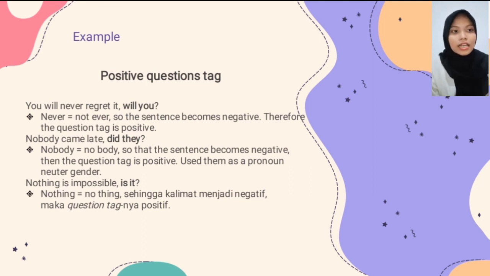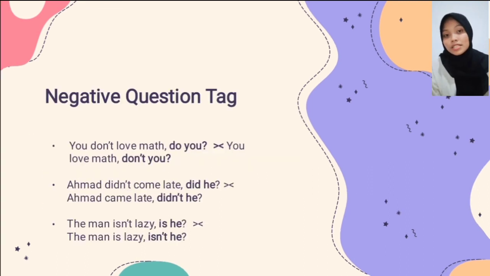Okay, the next example for negative question tag. You don't love math, do you? Rephrase: You love math, don't you? Next, Ahmad didn't come late, did he? Rephrase: Ahmad came late, didn't he? Okay, next. The man isn't lazy, is he? Rephrase: The man is lazy, isn't he?